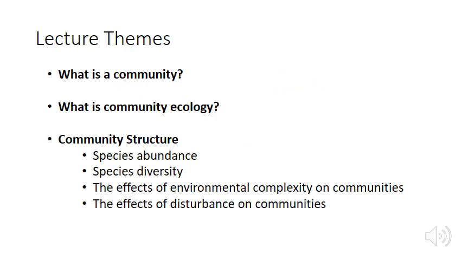So just briefly, I want to cover the lecture themes. We're going to start by defining what is a community, then talk in a bit more detail about what community ecology means. So what do community ecologists study and why is it important? And then we're going to talk about ways that we can quantify different elements of community structure. So the relative abundance of different species, species diversity, other kinds of diversity as well, the effects of environmental complexity on communities, and the effects of disturbance on communities.